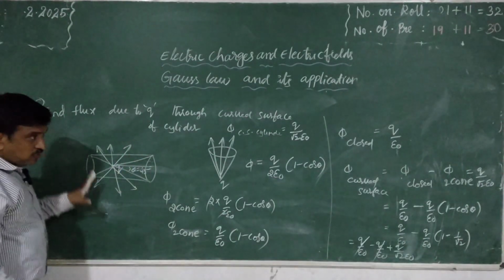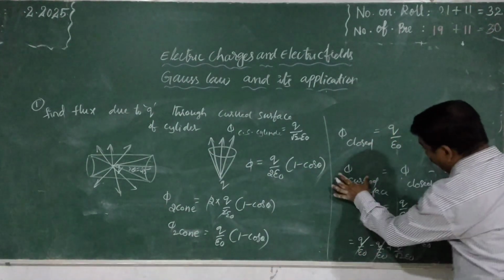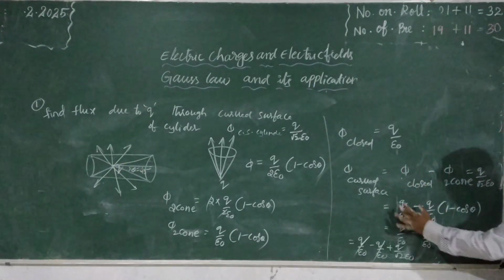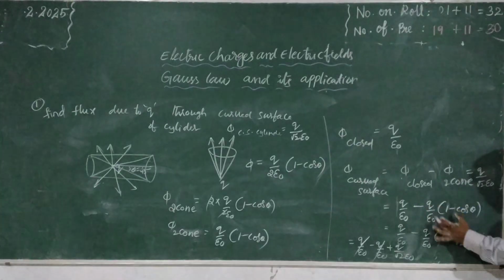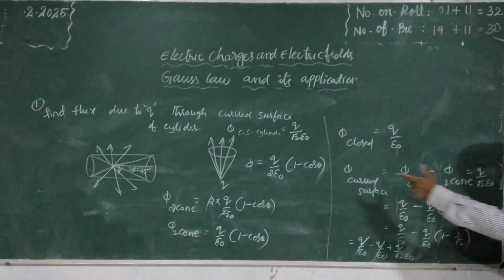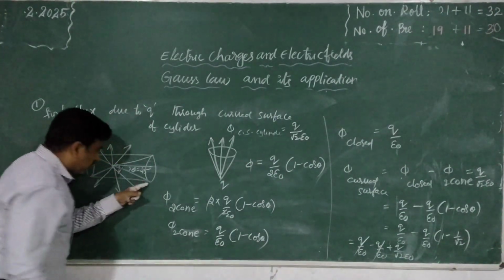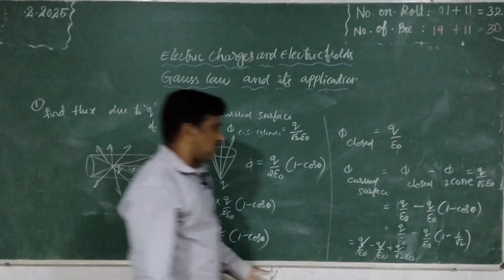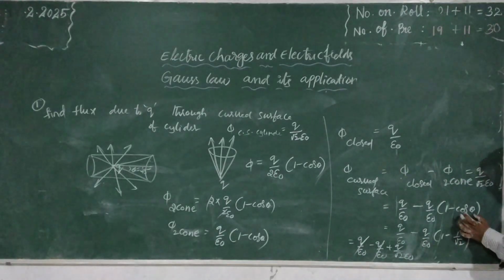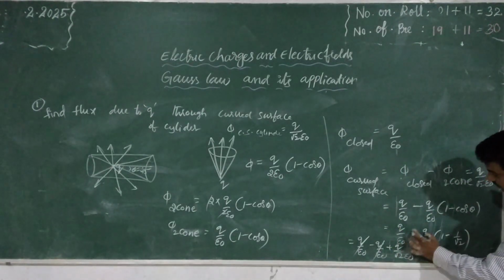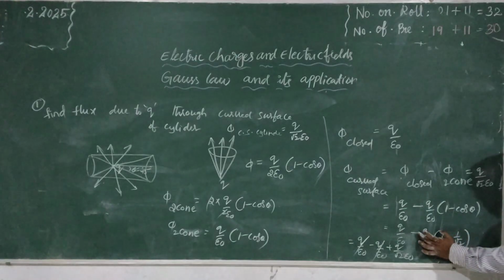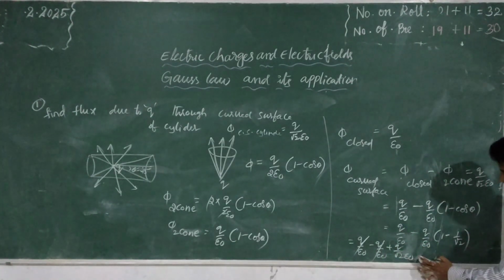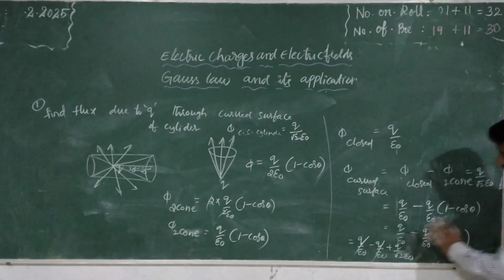Flux through the total closed surface is q by epsilon naught. We want only the curved surface, so we write closed surface minus two cones. Closed surface is q by epsilon naught, two cones is q by epsilon naught into (1 minus cos theta). Theta here is 45 degrees, when the semi-vertical angle is 45. It is 90 in total, here again 45. So what is theta here? 45 degrees. Cos 45 means 1 by root 2. So q by epsilon naught minus q by epsilon naught into (1 minus 1 by root 2), which is q by epsilon naught minus q by epsilon naught, plus q by root 2 epsilon naught. This q by epsilon naught cancels. What we get is q by root 2 epsilon naught.